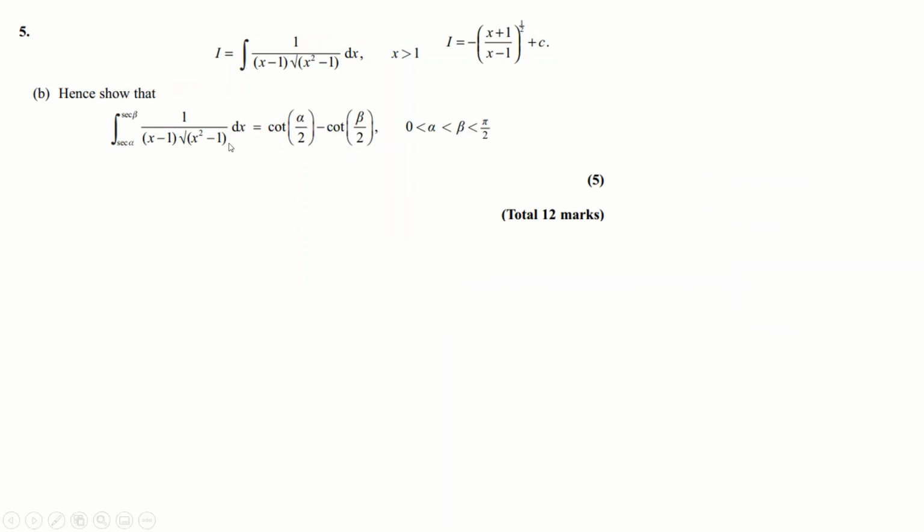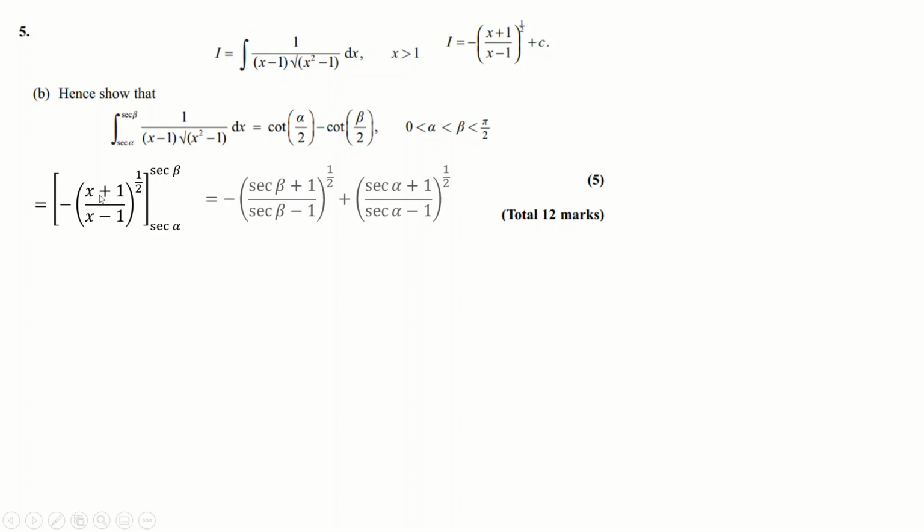Next part, hence show this. So the integral of this, we've already said, is this. So I'm going to use this and put it in between sec beta and sec alpha. That's what I'm going to put in, and I'm going to hope that I can arrive at this thing here. Now there's a few things I'm noticing here. Firstly, let's put in the numbers.